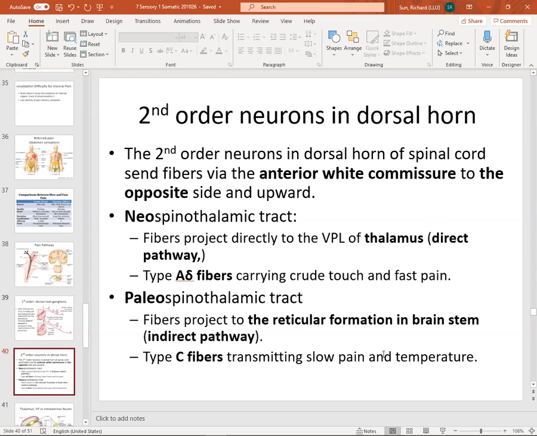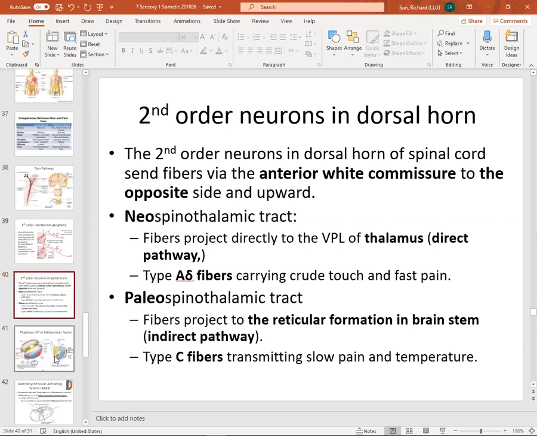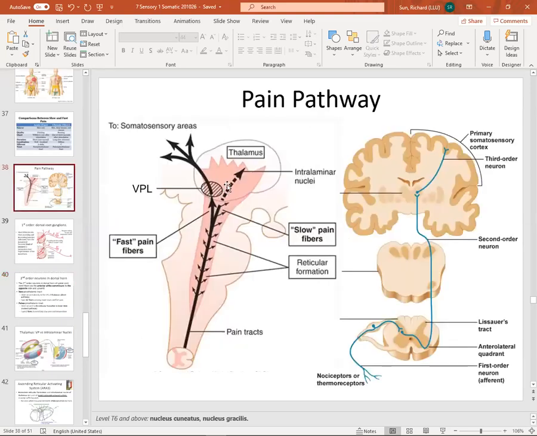The other one, these type C fibers, will go through the paleospinothalamic tract. They don't project into the thalamus. They project only halfway. They stop in the reticular formation of the brainstem. And so it's called the indirect pathway because they don't directly go into the thalamus. So let's look at this one here. They don't go directly into the thalamus.